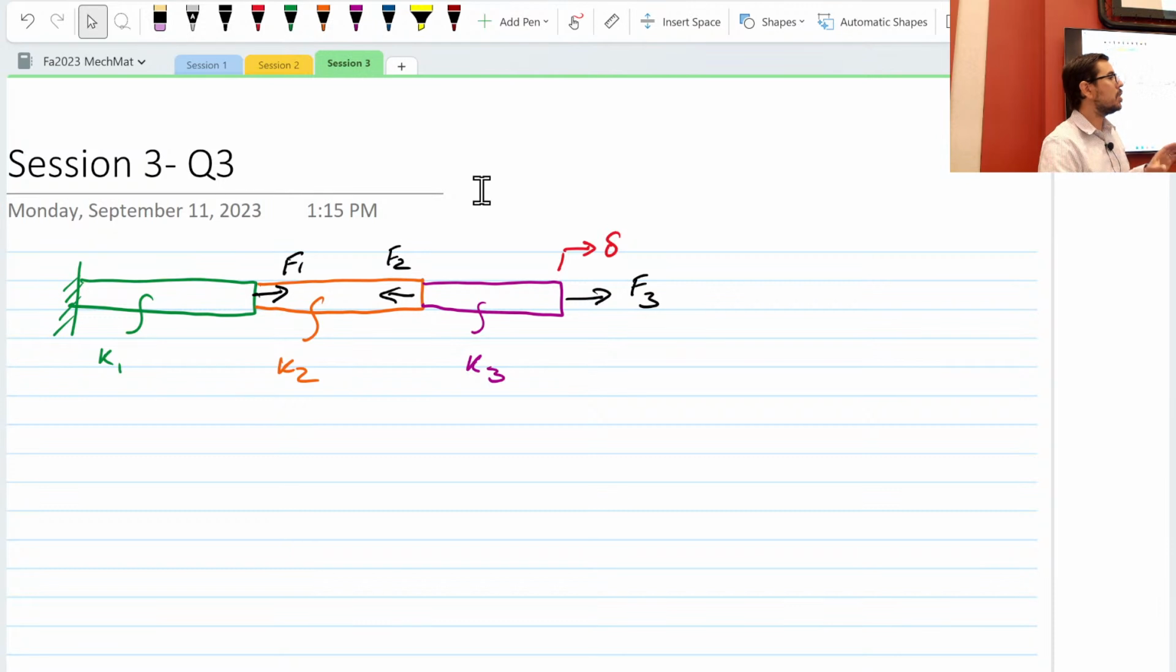So what does superposition mean in this case? Superposition means that I am going to look at the response of the system to each of these forces individually, and then once I have those responses due to the individual forces, I'm going to add those responses up to each other. Okay?